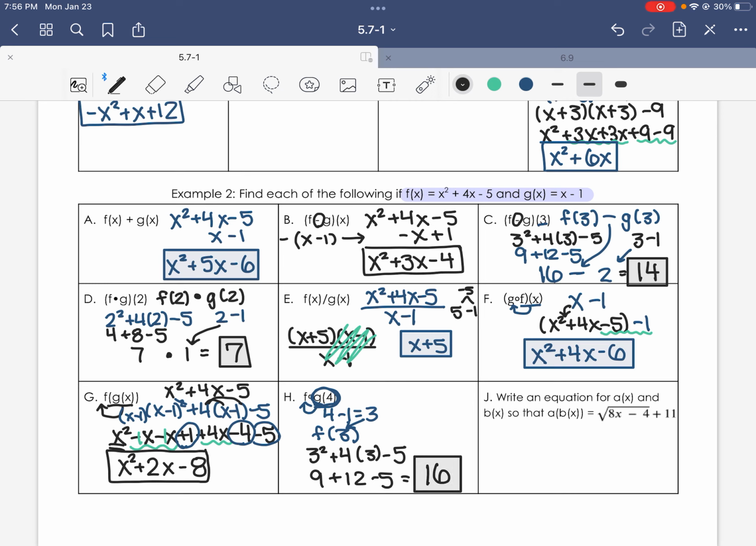Alright, very last problem wants us to write an equation for a and b so that a of b of x equals the square root of 8x minus 4 plus 11. So b is the one that we're plugging into a. And one thing I'm going to point out on this one, on part F, is see how it kind of got put in the parentheses? That was g of x because it's the plug-in part. So since b is the plug-in part of my next one, that is going to be b right there, 8x minus 4.